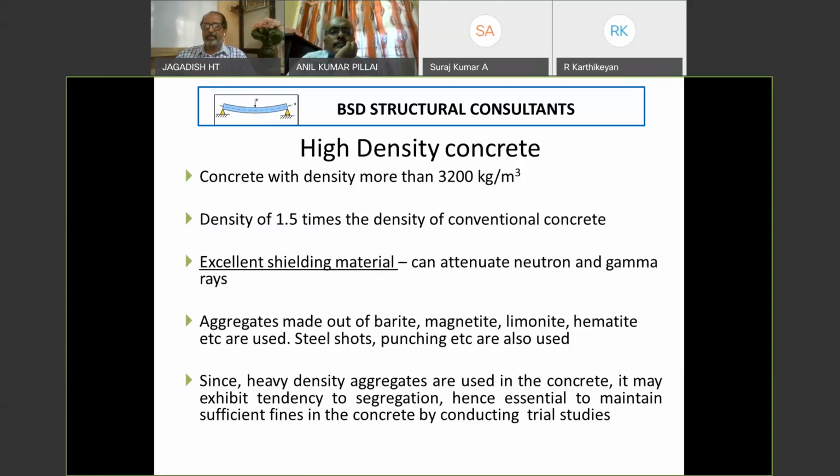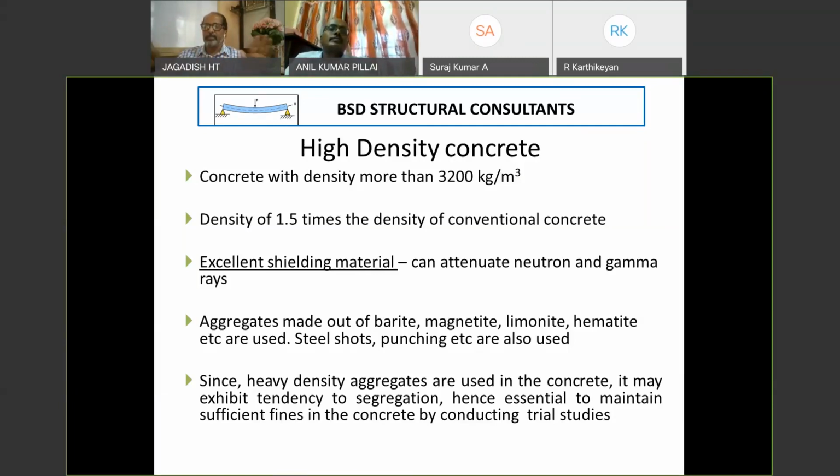One of the best high density aggregates could be iron ore. The cheapest, I would say. Simply go to iron ore mining and get iron ore from them. Bring it to your crushing plant, crush the iron ore to whatever size you want, as coarse aggregates. You can further crush it and make it sand also. So iron ore as a coarse aggregate, iron ore as a fine aggregate is used.